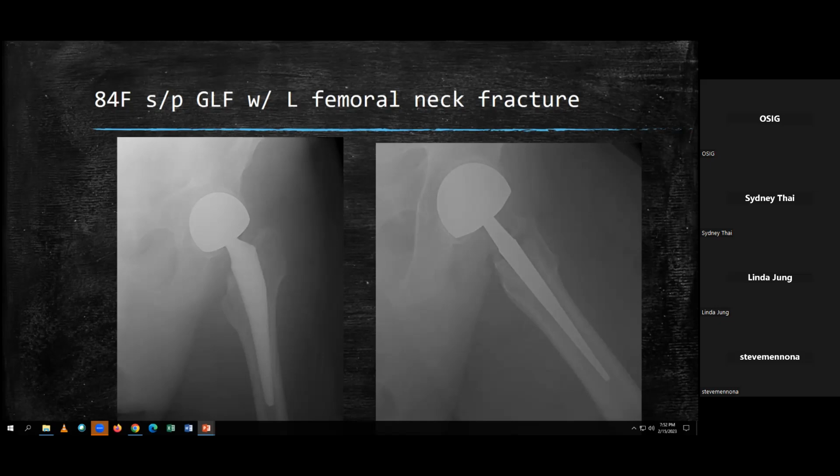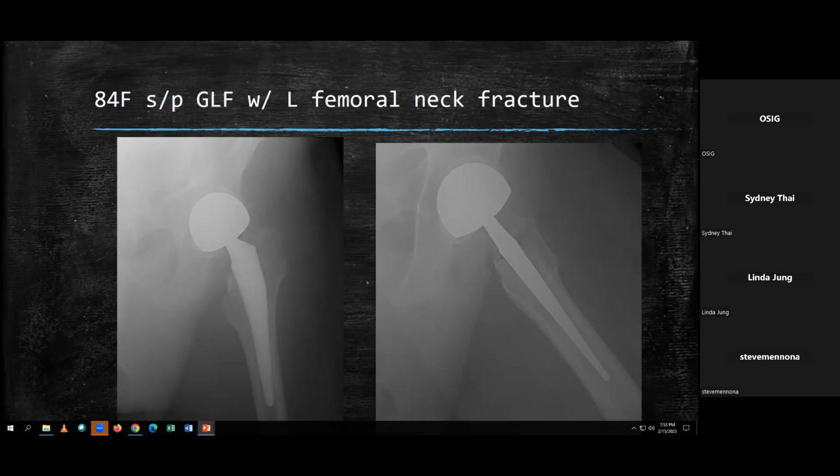And so you'll hear people saying, we'll broach up to X size, and that'll tell you in your head what size implant you'll need that'll fit the area that's been broached. And then you'll implant this with just a hammer. Not too hard, though, or you'll fracture it.